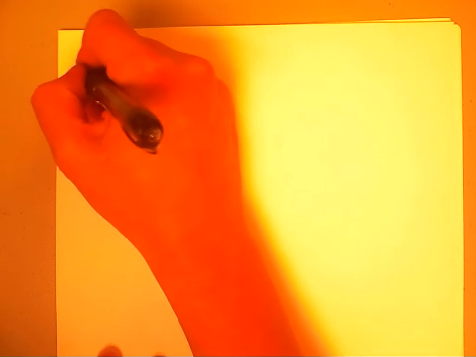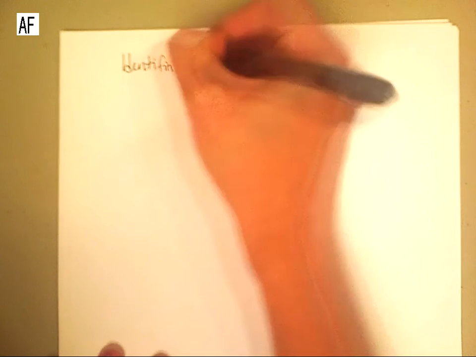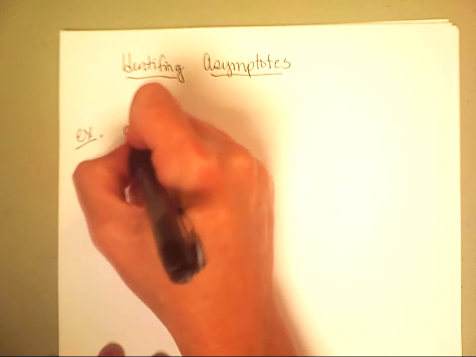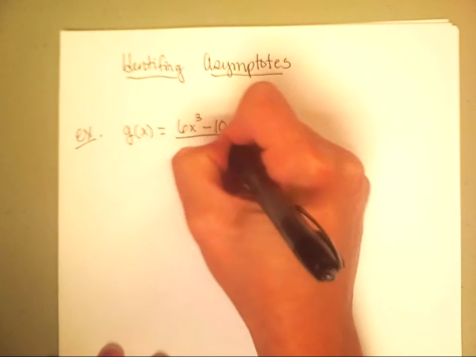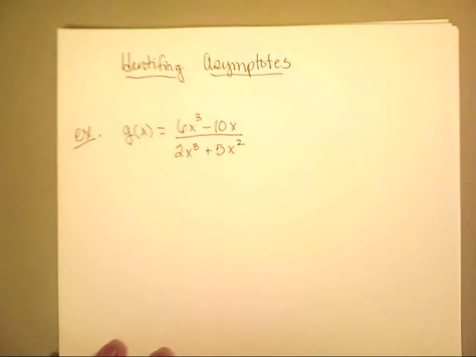Okay. All right, so let's see then if we can identify asymptotes. Let me refocus this. There we go. Okay, so identifying asymptotes. For example, let's say we have g of x, which is equal to 6x cubed minus 10x over 2x cubed plus 5x squared. Okay, so let's say that's it.